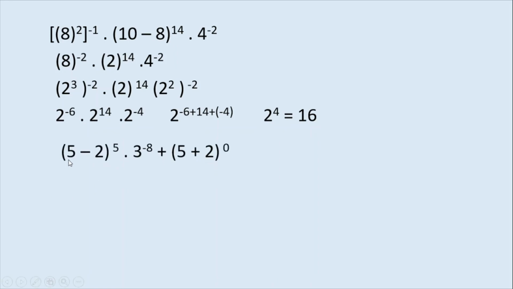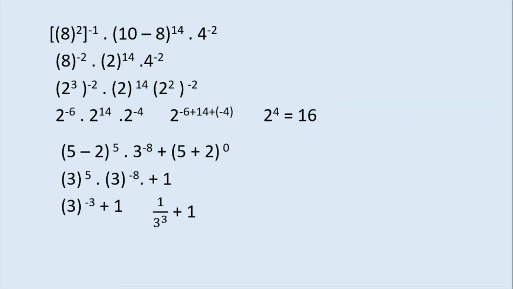And the last one, we have 5 minus 2 raised to the 5th times 3 raised to negative 8 plus 5 plus 2 raised to 0. So 5 minus 2 is 3 raised to the 5th times 3 raised to negative 8 plus this is 1 now, just 1, because it is raised to 0. So this example is a combination of integral and zero exponents. Then here we apply the laws of exponents by adding 5 and negative 8. So that's negative 3. So 3 raised to negative 3 plus 1.